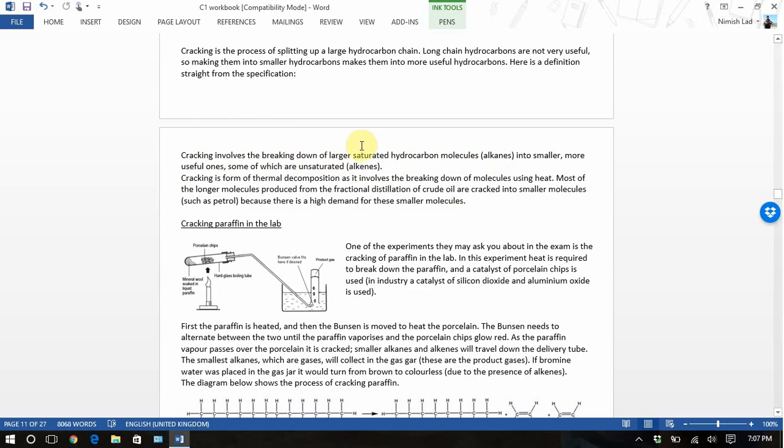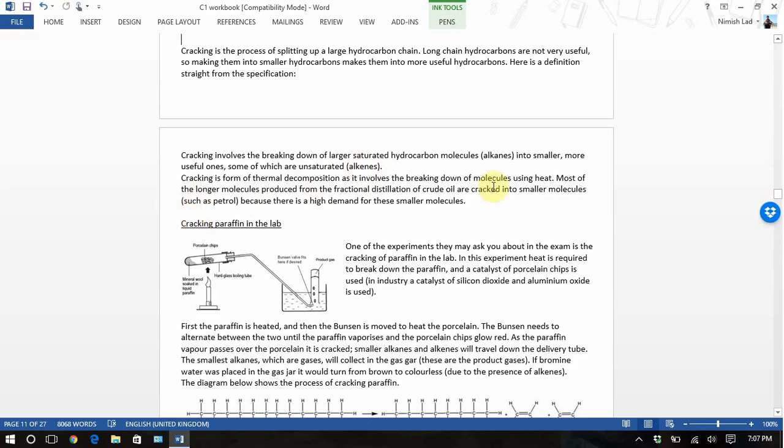Cracking is a form of thermal decomposition, just like we learned about with the carbonates, because it involves breaking things down using heat. Most of the longer molecules produced in fractional distillation of crude oil are cracked into smaller molecules, such as petrol, because of the high demand for things such as petrol and not so much for things like bitumen.